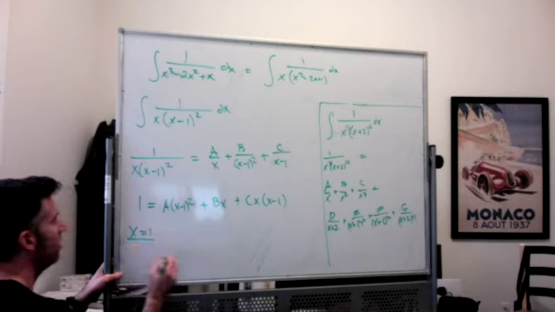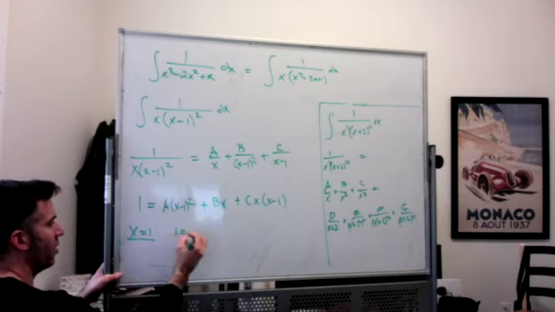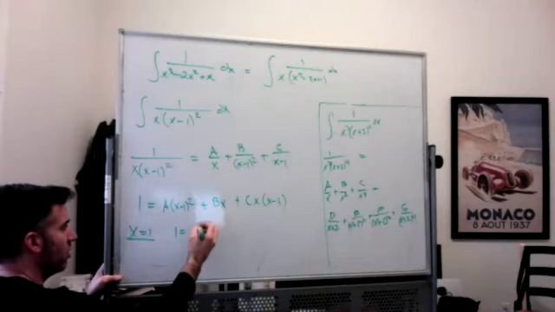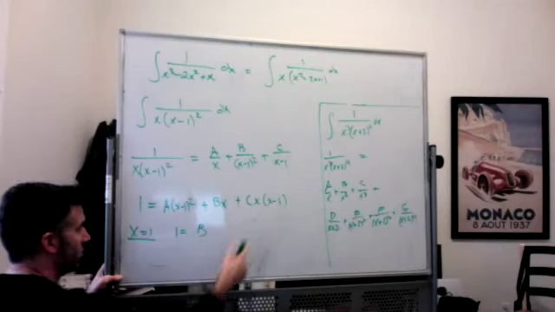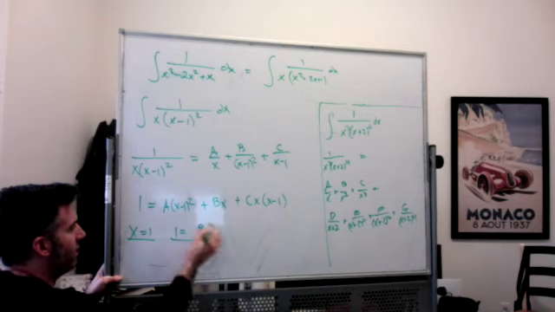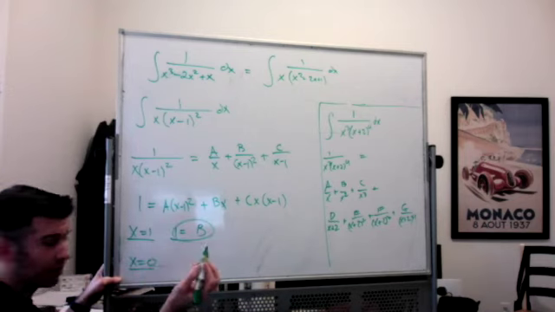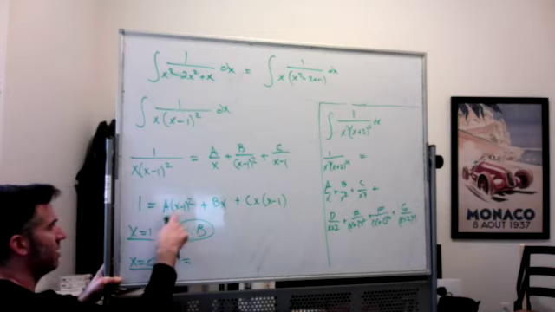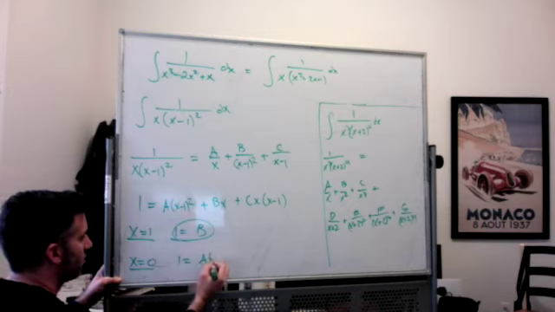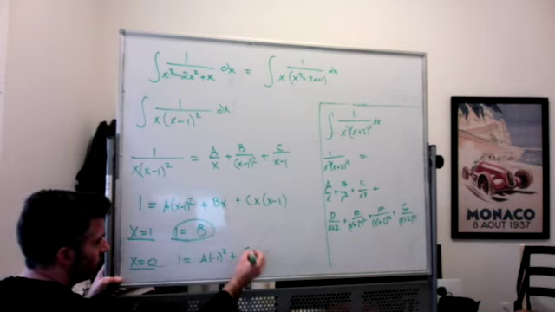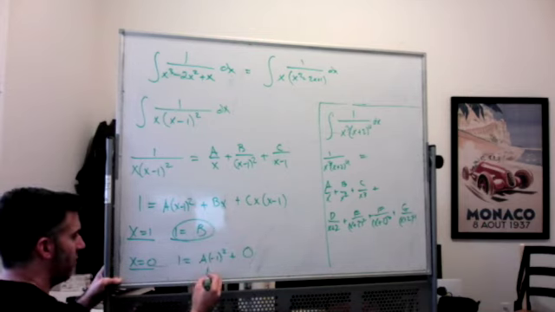So x equal to 1. I plug in 1 for x, and I get 1 equal to a times 0, not even going to write it down, b times 1, c times 0. Great. b equals 1. How nice. For x equals 0, when I plug in 0, I get 1 equal to a times negative 1 squared plus b times 0 plus c times 0. So a equals 1 also. How convenient.